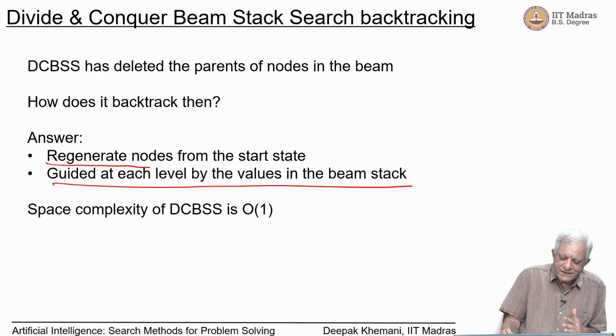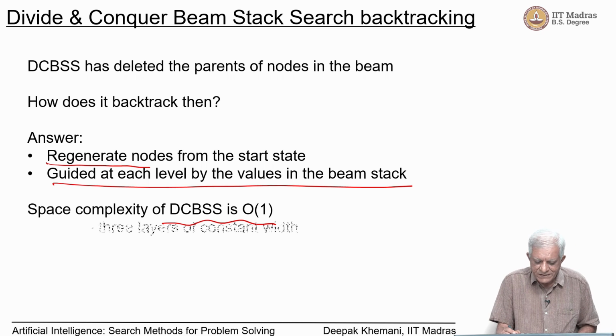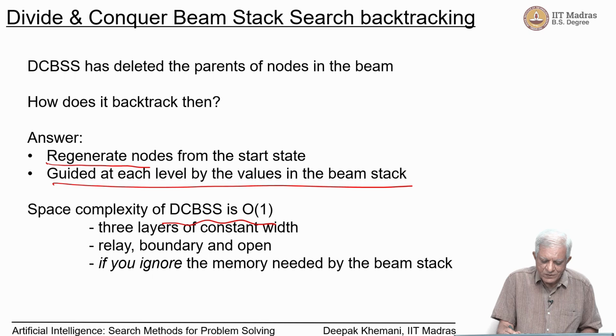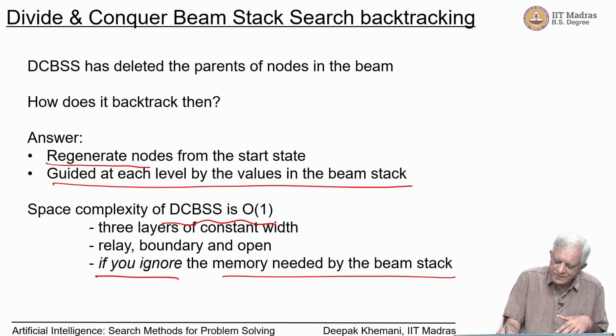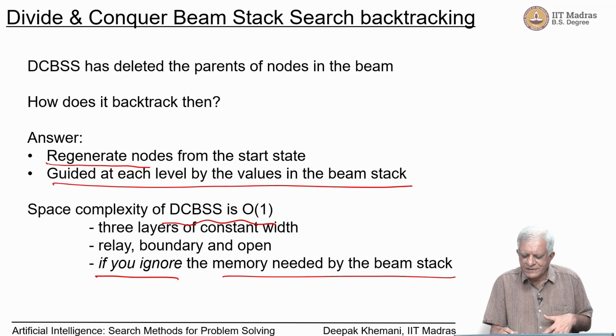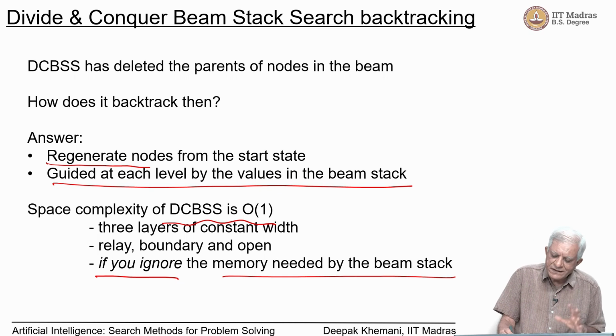So, in that sense, the space complexity of divide and conquer beam stack search is of the order of 1, which is the space complexity of divide and conquer beam search, because it maintains 3 layers of constant width W. Those 3 layers that we spoke about: the relay layer, the boundary layer and the open layer. But here we are ignoring the memory needed for the beam stack, because beam stack is of depth D, and at each point it stores 2 numbers essentially. If we ignore that part, then it is a constant space algorithm.